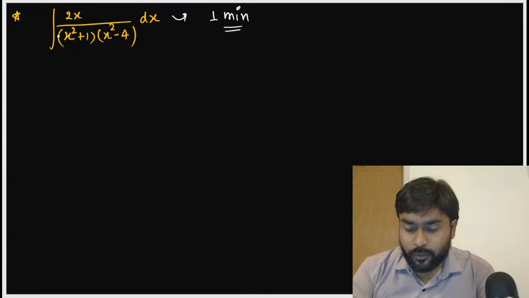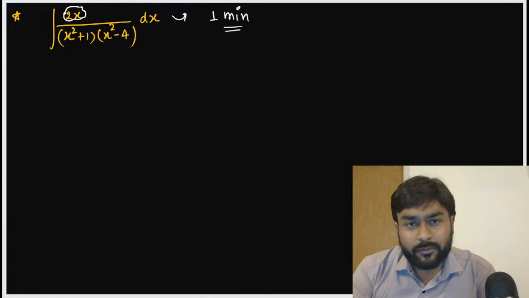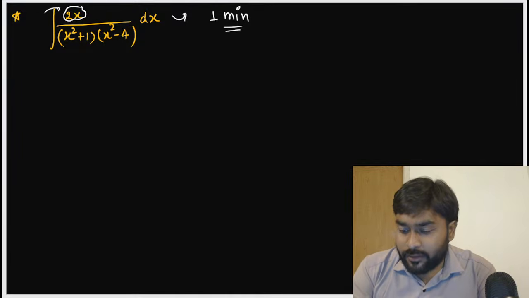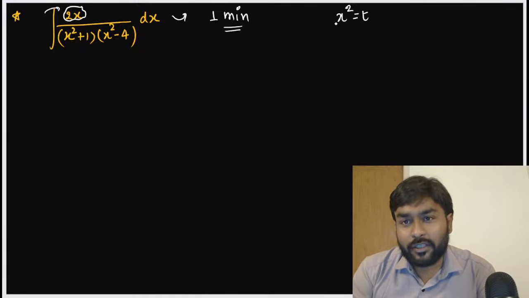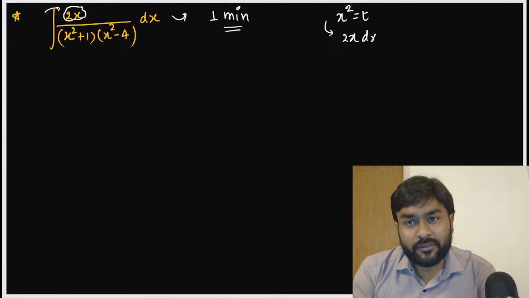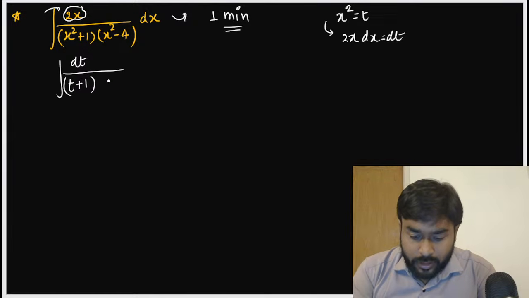Okay, so how will we approach? See, here we are seeing this 2x. So 2x will give me some hint. What hint, sir? If we take x square as t, correct? So differentiation of x square will be what? 2x. So we can write 2x dx will be dt, correct? So dt by t plus 1 into t minus 4 we can write. Correct? t plus 1, t minus 4 we can write.